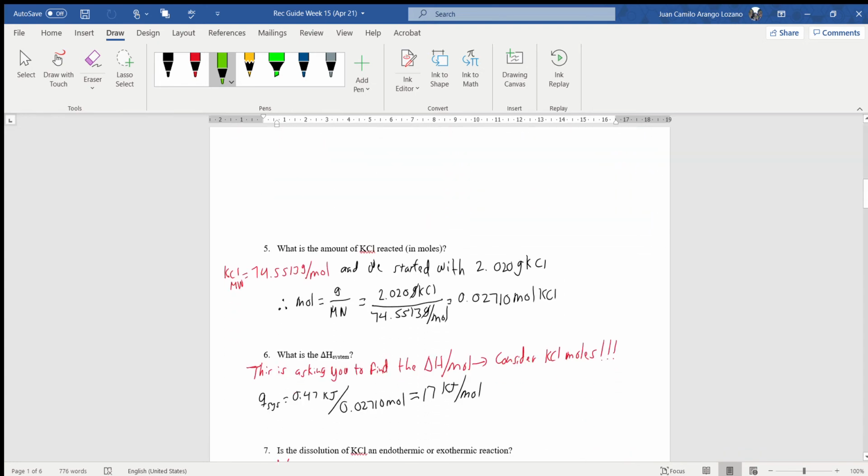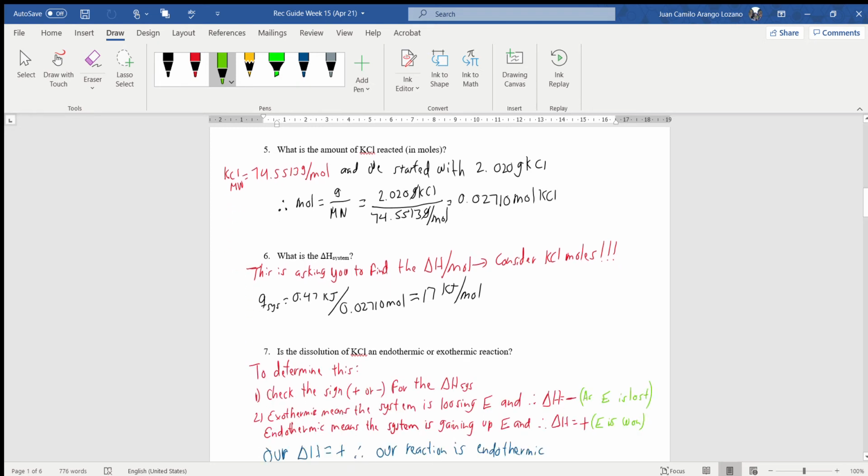Moving forward, they are asking me what is the amount of potassium chloride reacting, in this case, in moles. You guys already know how to get this done. I just did it because I need it for the upcoming exercise, but I won't go into those details. What is the delta H of the system? So this is asking you, in this case, to find the delta H per mole. This is going to be specific to the amount of moles you expressed over here. So you need to calculate the KCl moles. Okay, I got these results.